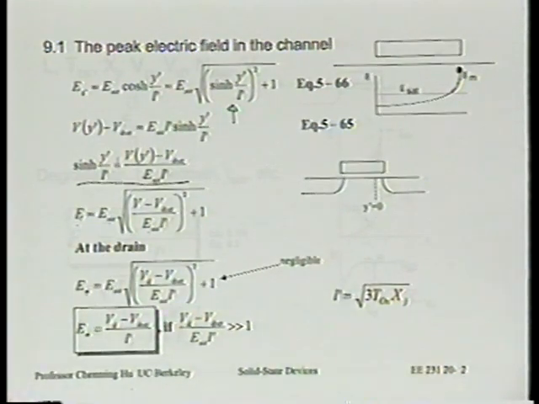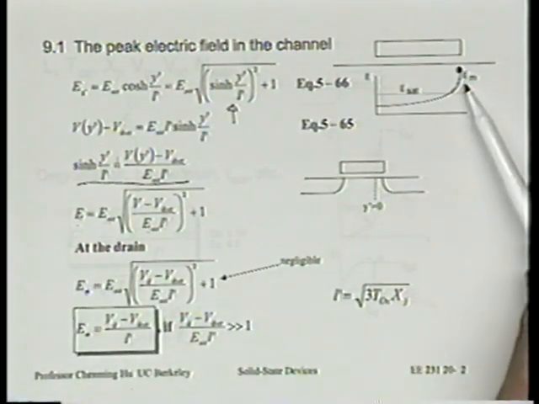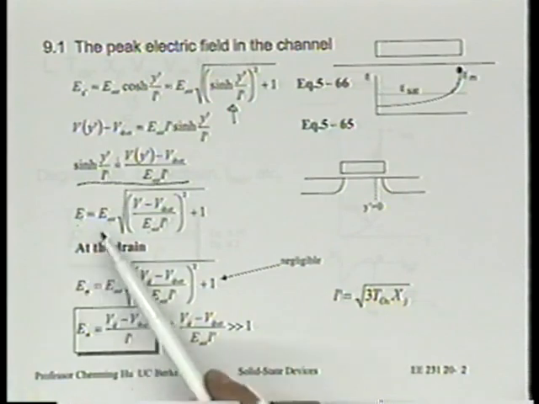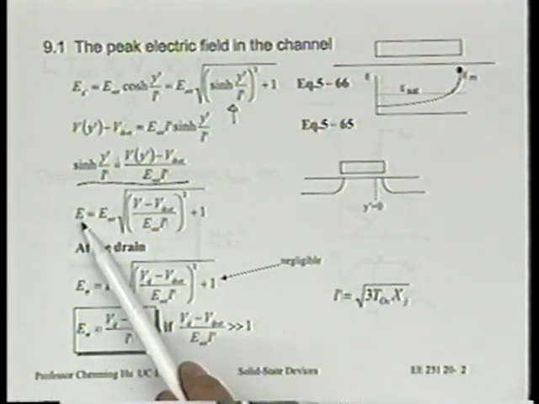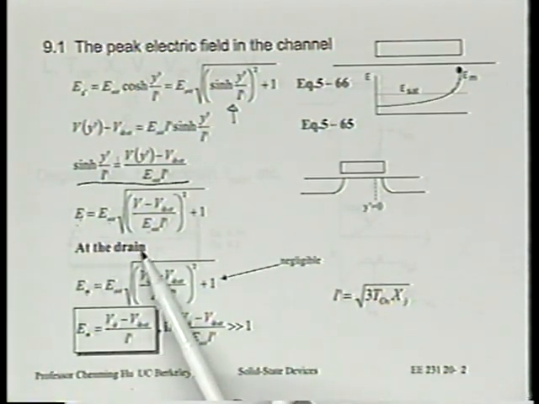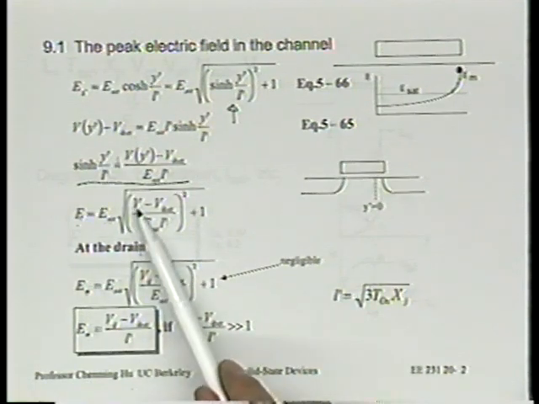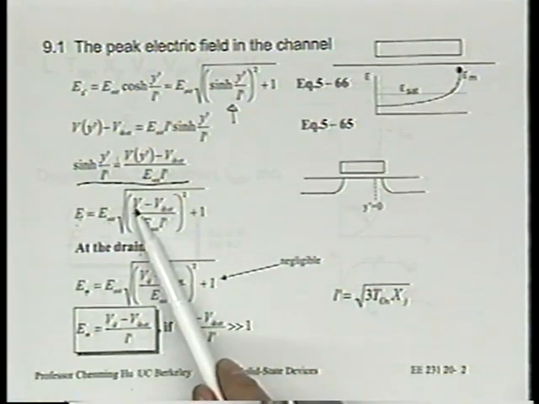All right, so we're going to try to get a handle on this maximum electric field. If all we want is the electric field at the drain where it maximizes, then we just have to substitute the voltage at the drain here, and that's it.